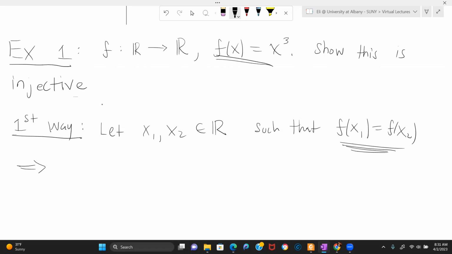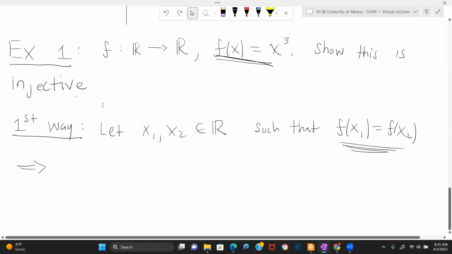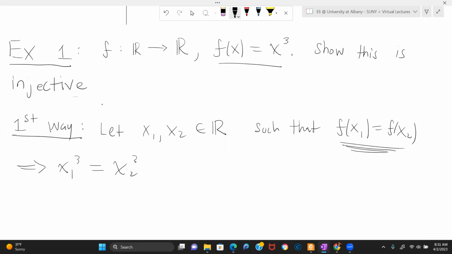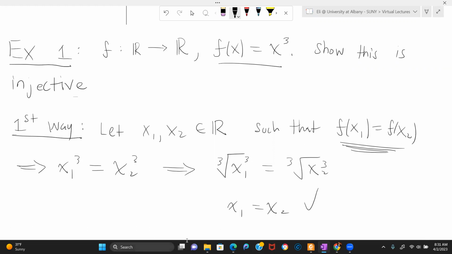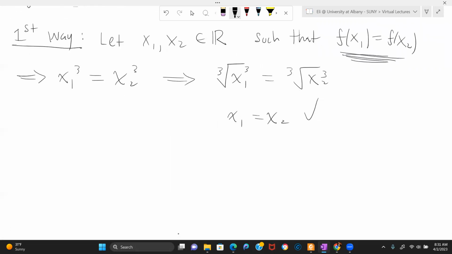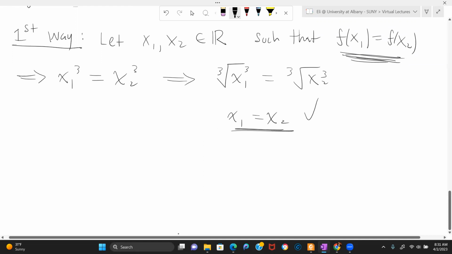Well, go to the definition of f of x. It's x cubed right here. So you're cubing it. So f of x1 is going to be x1 cubed, and that's going to be equal to x2 cubed. But I can take the cube root, right? And I don't have to worry about pluses or minuses because I'm taking an odd root, right? So this is going to be x1 is equal to x2. Check. So we assumed that f of x1 is equal to f of x2, and we were able to conclude that x1 equals x2. So this implies that f is injective.